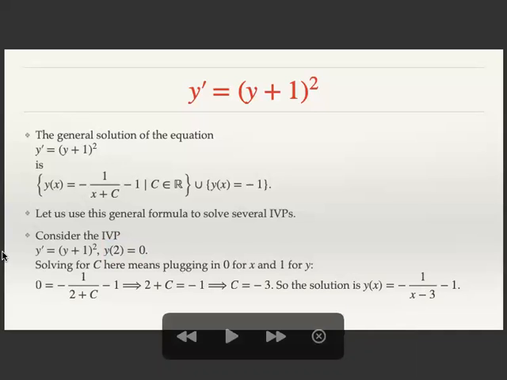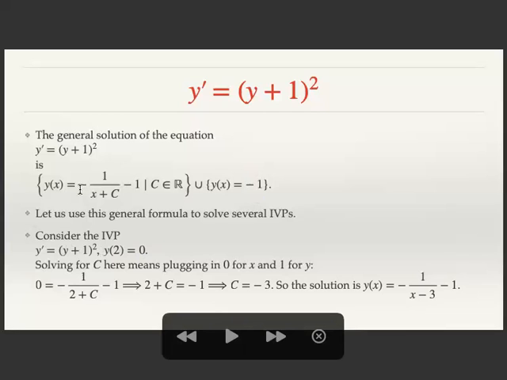So here's a different initial value problem for the same equation. y prime is (y plus 1) squared, and the initial condition here is y of 2 is equal to 0. Again, this is not the constant solution minus 1, because we're given the initial condition y of 2 is equal to 0. If this were the constant solution minus 1, then it could never be 0. So it's not the constant solution minus 1.